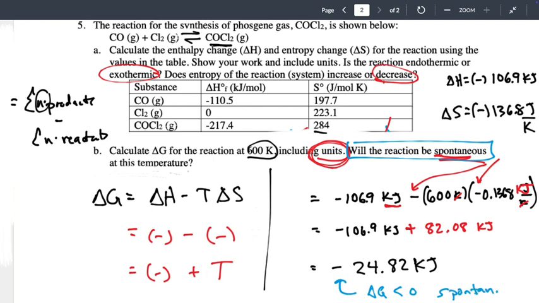That is now a spontaneous reaction. Make sense? Yeah. Okay. I don't know if I'm going to need that number. I'm a little nervous erasing it.